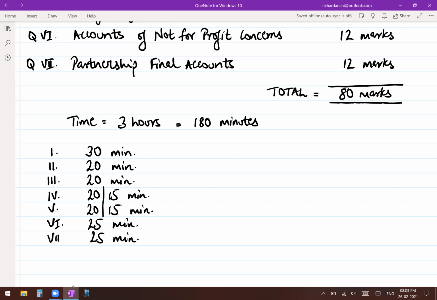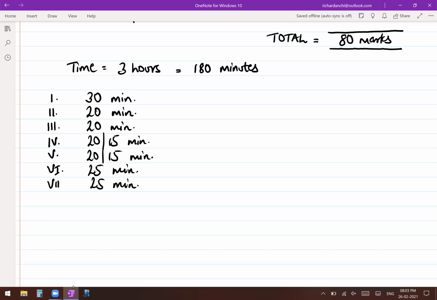Now if you take the total of this, you will get 160 minutes, okay? And you still have 20 minutes in hand. Those 20 minutes are for checking the paper. So that amounts to 180 minutes.